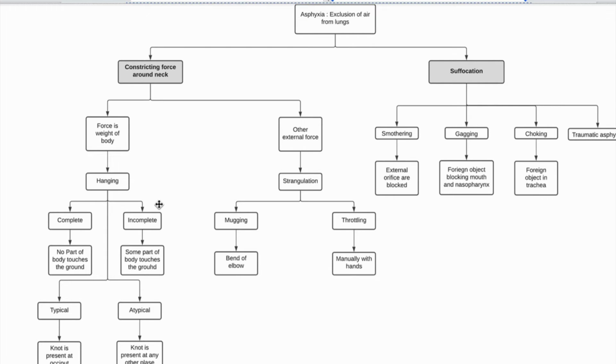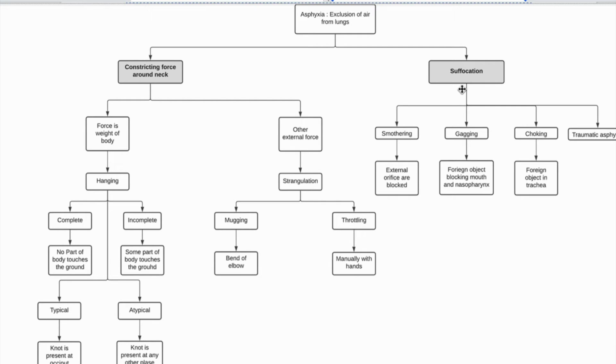Incomplete hanging is when some part of the body touches the ground. Hanging can be typical as well as atypical. In typical hanging, the knot is present on the occiput of the person, while atypical is any other place. Constricting force around the neck, when it is not the weight of the body but any other external force, is called strangulation. Mugging is when the bend of the elbow is placed on the person's neck and his money is stolen, so it is mugging. Throttling is manually strangulating a person with hands.